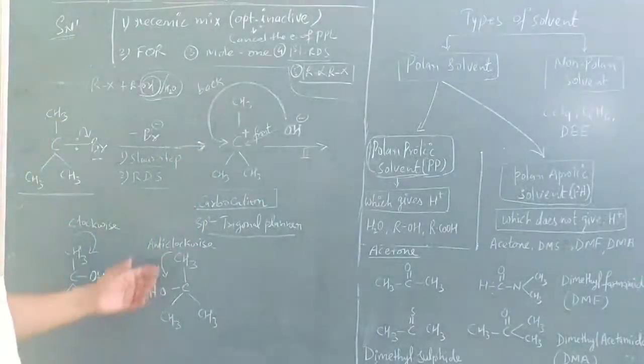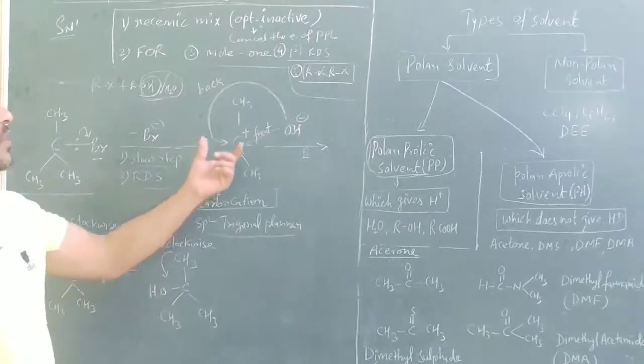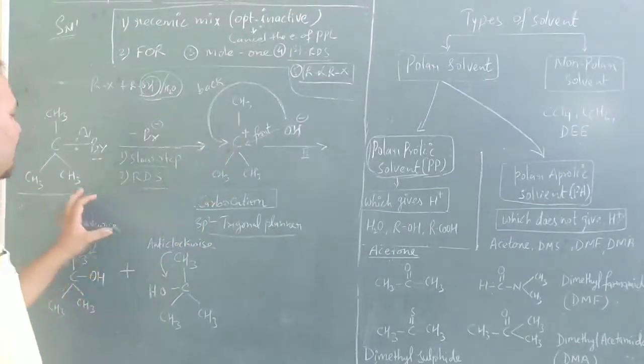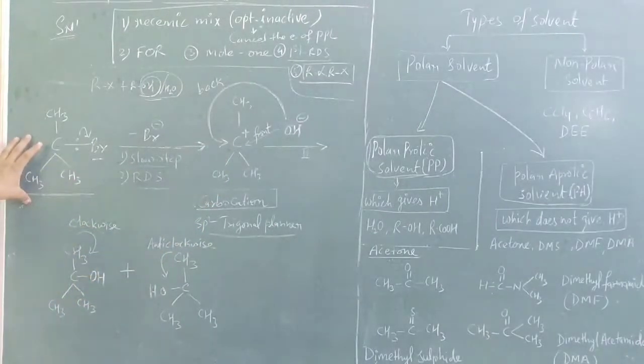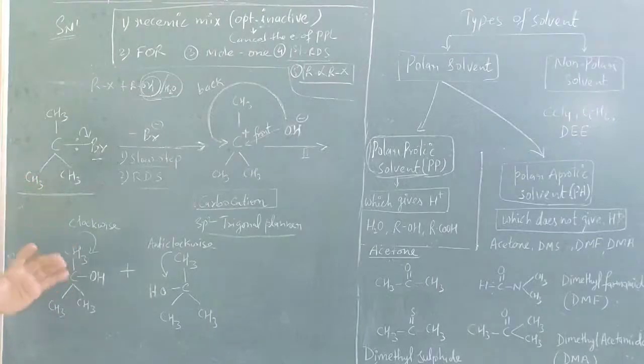And it is a first order reaction, already I have told you, and the rate of reaction will depend upon the RX. Why? Because if the concentration of RX is more, then what will happen? More product will be formed. If the concentration of RX is less, then less product will be formed. So that is how SN1 reaction takes place.